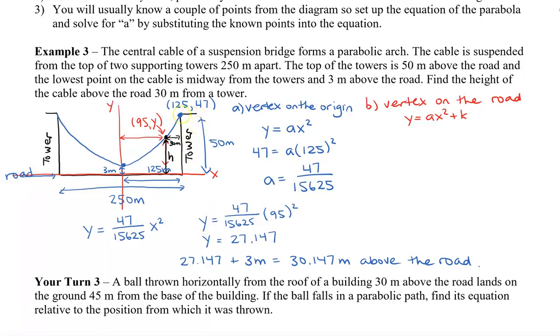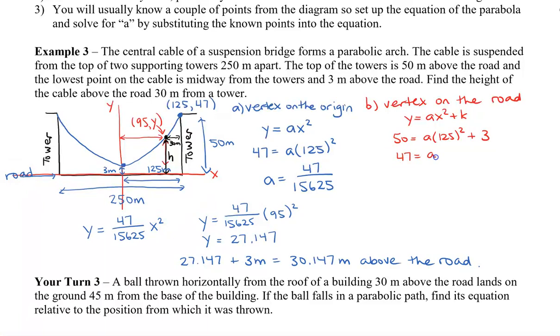Now I can now use the same point, except that instead of 125, 47, that point is now going to be 125 and then 50, because that will be the whole height of the tower. So now we have 50 equals a bracket 125 squared plus, and I can see that my k value has moved up 3. So the vertex has moved up 3, so k equals 3. So I'm going to solve.